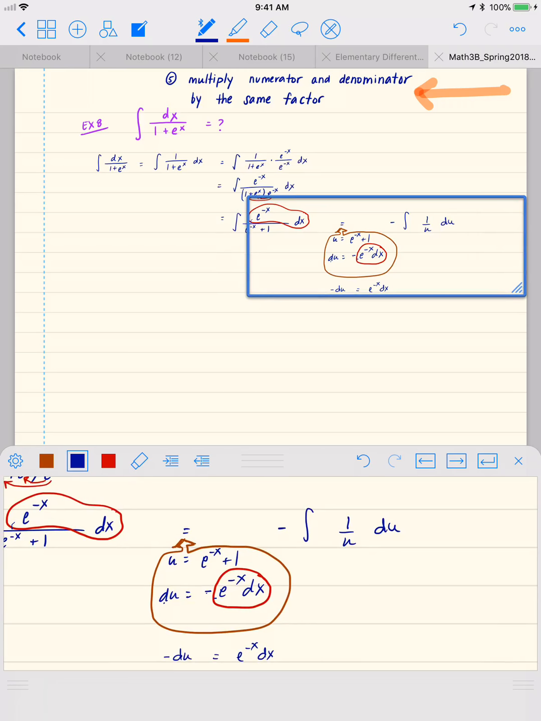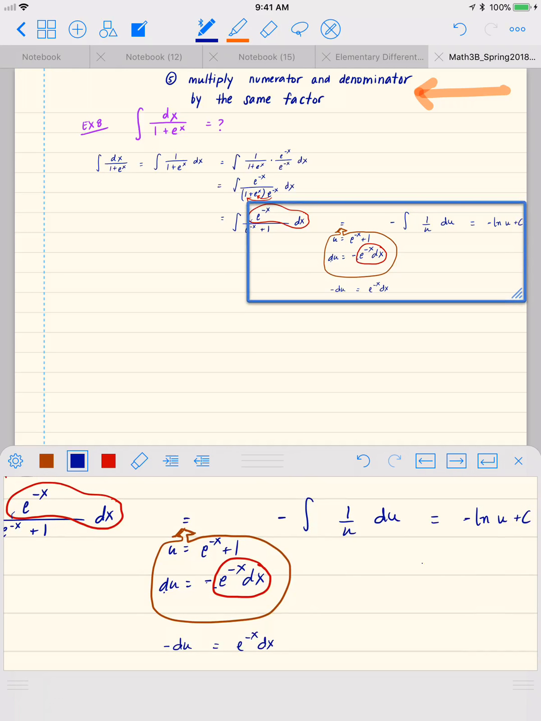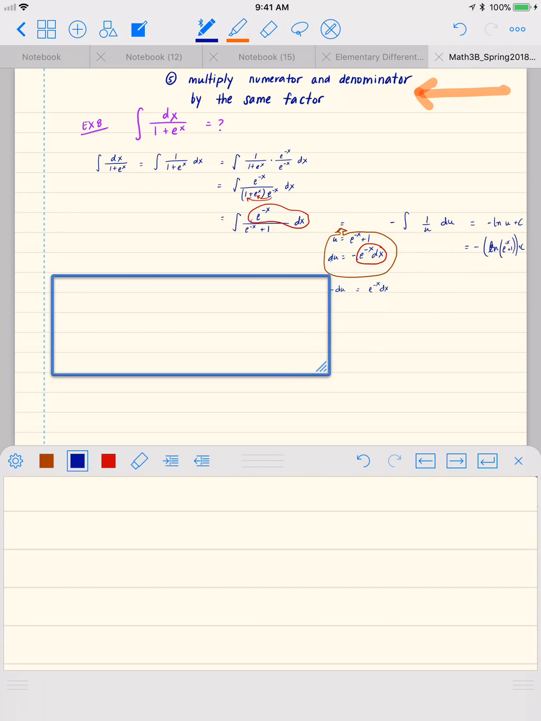Okay? And I already know that this is going to be equal to negative natural log of u plus a constant. But what is u? u is e to the negative x plus 1. So I get negative natural log of e to the negative x plus 1 plus a constant. And all of that is written very, very small, so I'm going to just go ahead and write it larger. This is our essential solution.